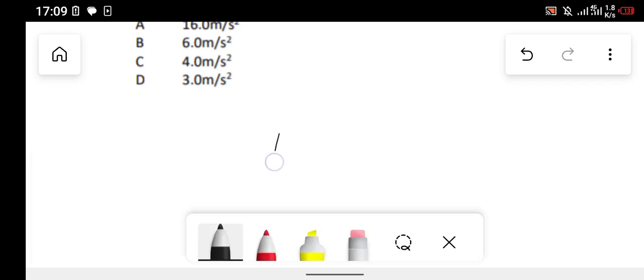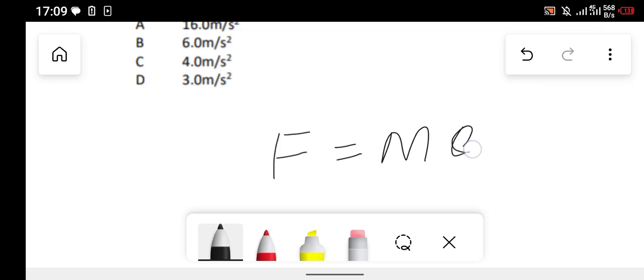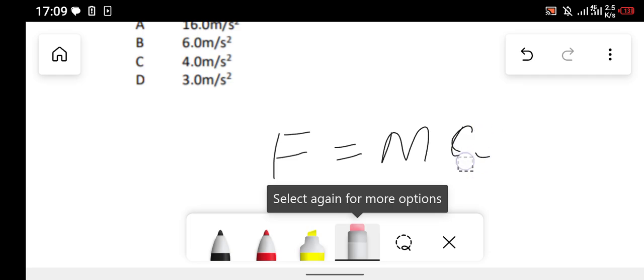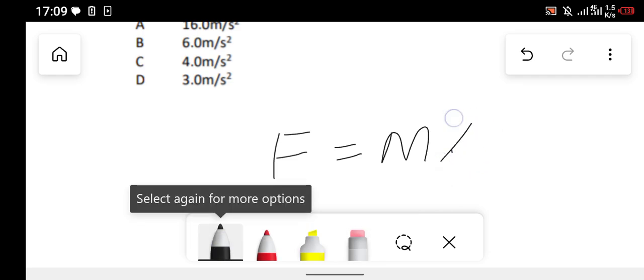So our force, we know that force is equal to mass times acceleration. And just write my A properly. Mass times acceleration. Okay, so let's look at the question, get some information from the question.